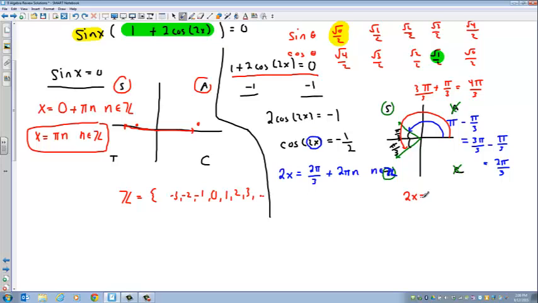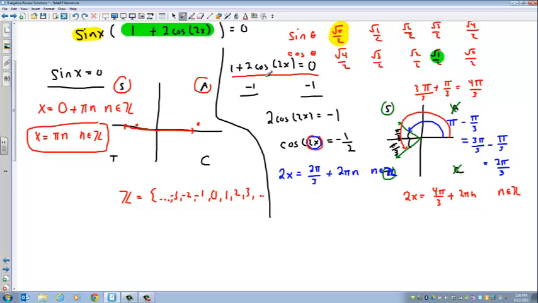So my second answer would be 2x is equal to, so again, 2x is the angle, not x, 2x is equal to 4 pi over 3 plus 2 pi n. N is an integer. So again, n can be 1, 2, 3, 4, 0, negative 1, negative 2, negative 3, negative 4, and so on, dot, dot, dot. They keep on going to the left and to the right. And so I'm almost done.